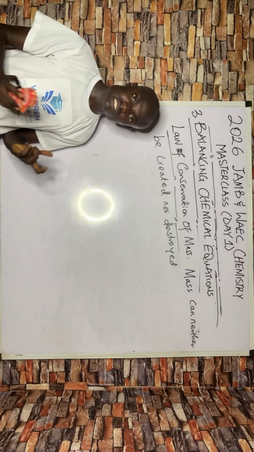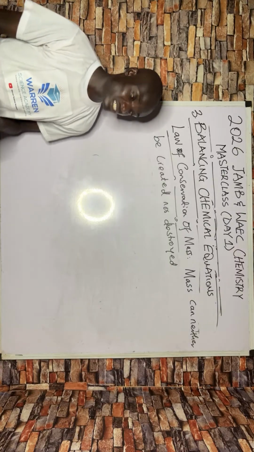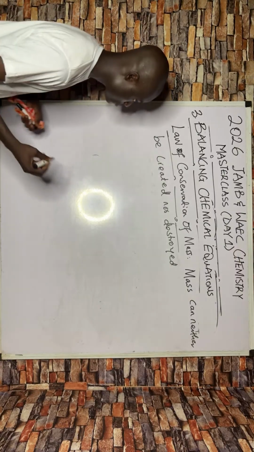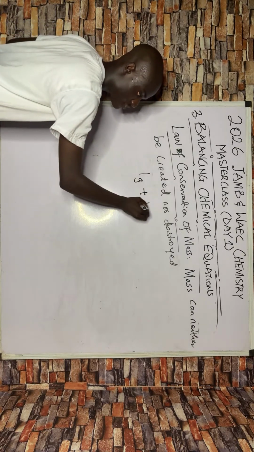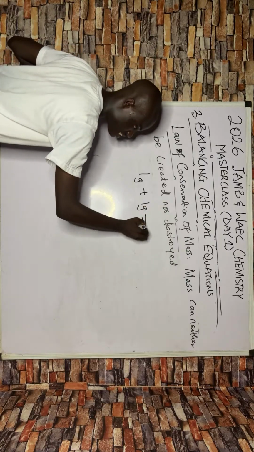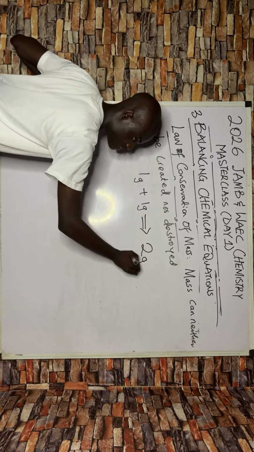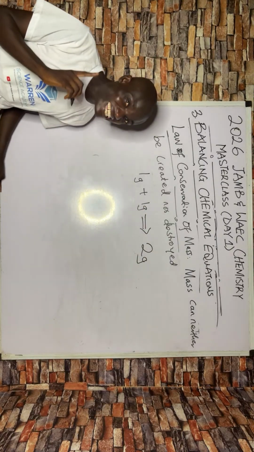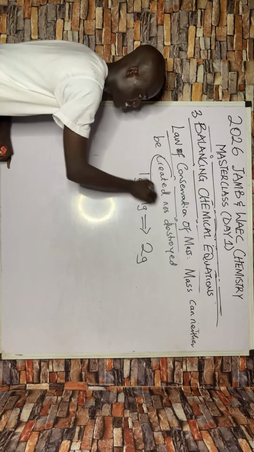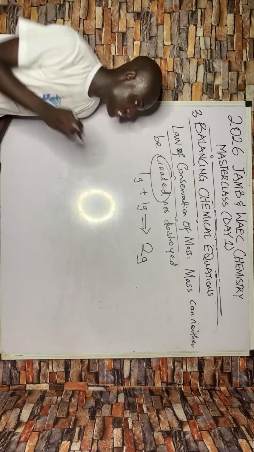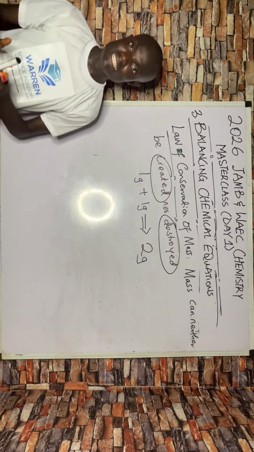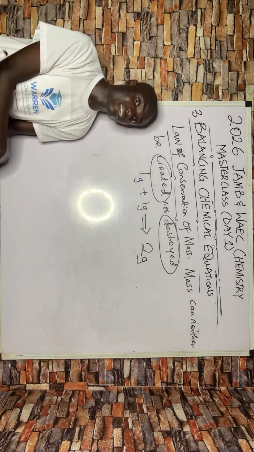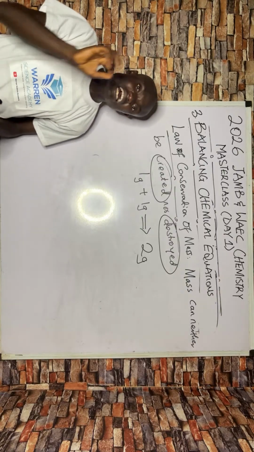It means we cannot create mass and we cannot destroy mass. So if I have 1 gram of a substance plus 1 gram of another substance, at the end of the day I should have 2 grams. Nothing should be added, that means we cannot create, and nothing should be lost, that means mass should not be destroyed.